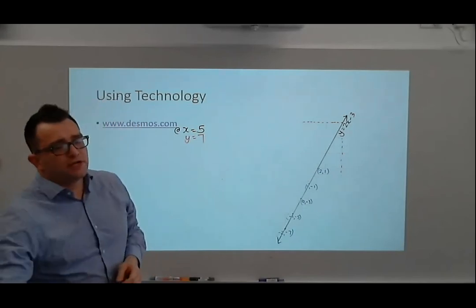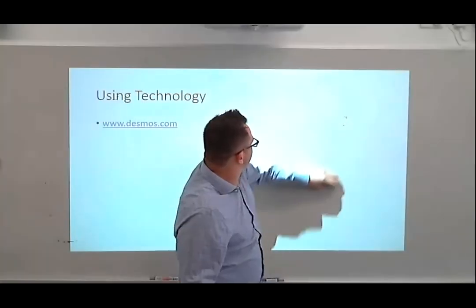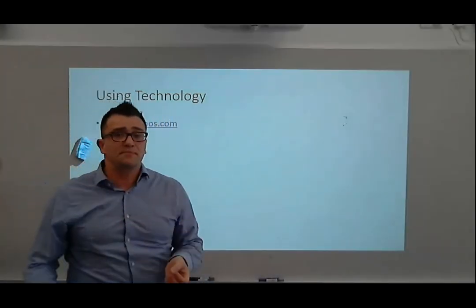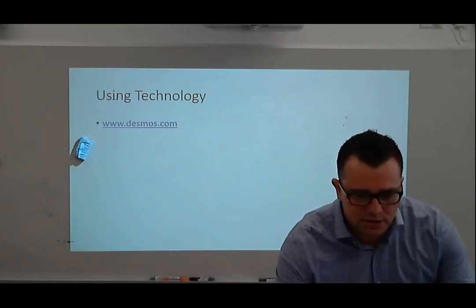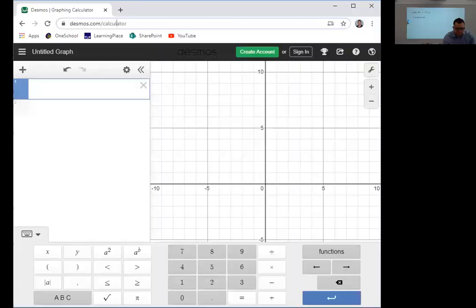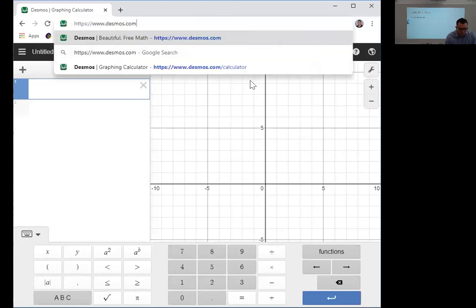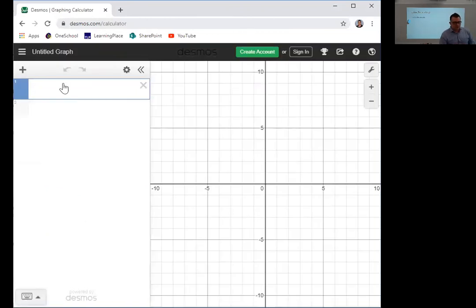So using technology, we're going to use the program Desmos. With Desmos, all you need to do is go to the website, www.desmos.com. There is a link in the OneNote. I'm going to give you a look at that now. So we're going to jump into desmos.com. Once you go to Desmos, you get a base page like this, which has the start graphing in the center. So we click start graphing, and from here we can just type in any function we want.